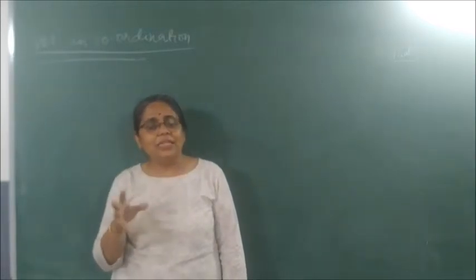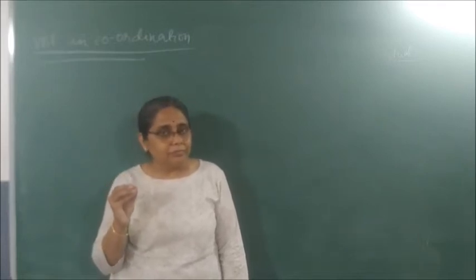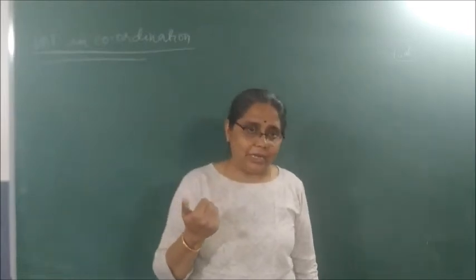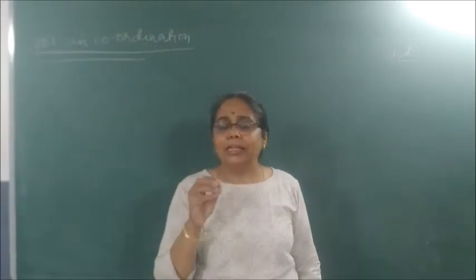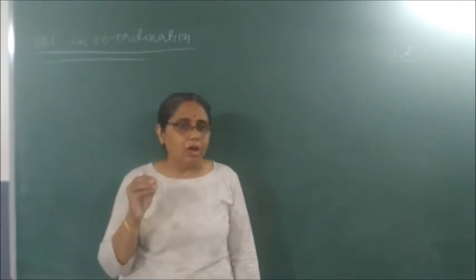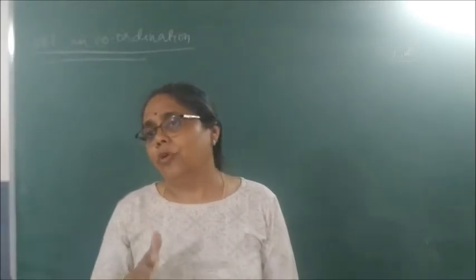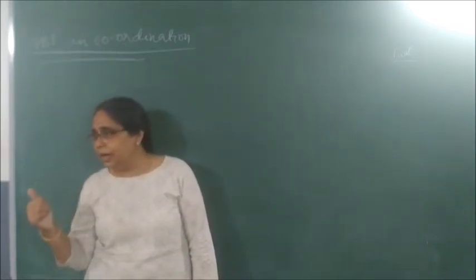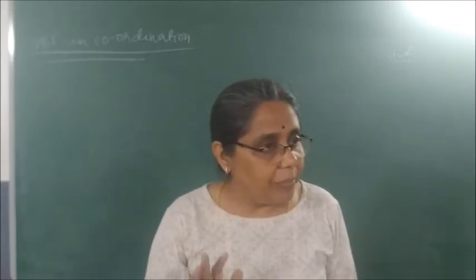The secondary valencies are a fixed number and are called what? Its coordination number. They are arranged around the metal atom in a definite manner, giving a particular geometry, and that is called the coordination polyhedron. For coordination number 6, it is octahedral. For coordination number 4, it is either square planar or tetrahedral. For coordination number 5, it is trigonal bipyramidal.